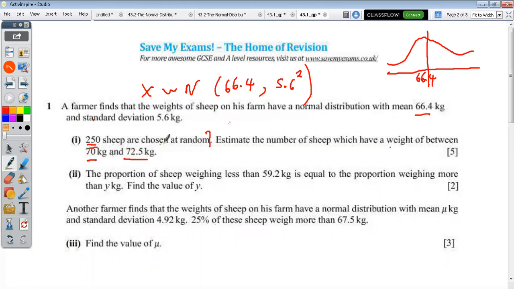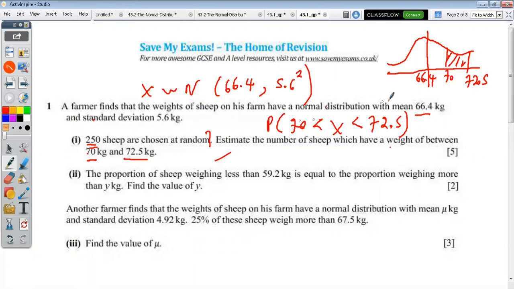Then what is the first part? We want a weight between these two, 70 and 72.5, both of them above the mean. So we have our 70 there, then our 72.5. It's simply this area there. Clear now? Since we talk about the probability, we'll multiply by 250 at the end. So the first thing is to find the probability that 70 is less than X, X is less than 72.5. Then we multiply that probability by 250. That's how easy that is.